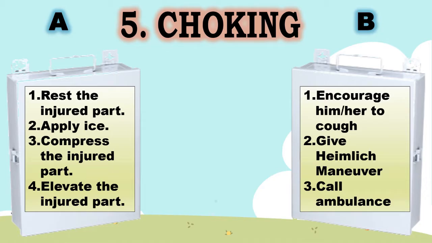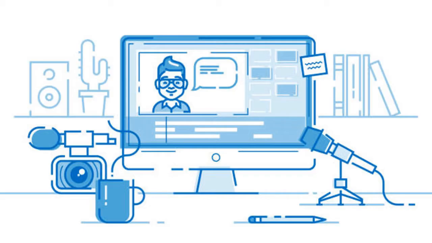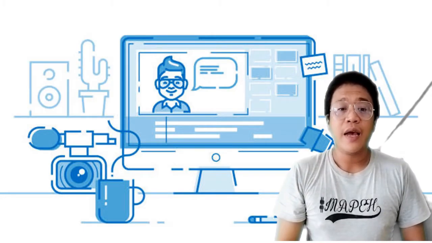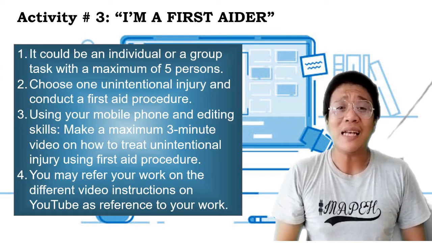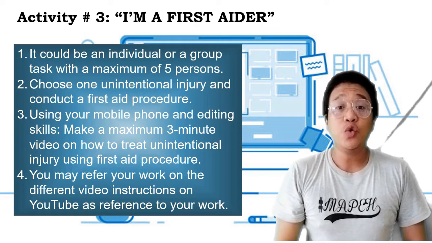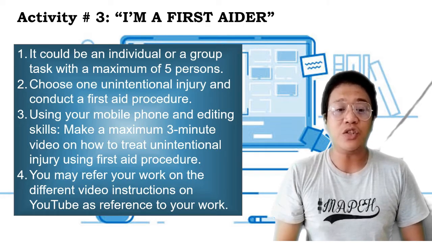And the answer is letter B. Well, there you are, my dear learners. Activity number 3. I'm a first aider. It could be an individual or group test with a maximum of 5 persons. Choose one unintentional injury and conduct first aid procedures.